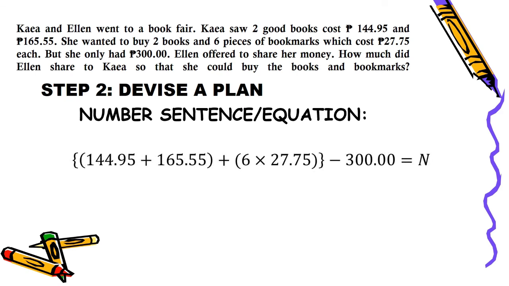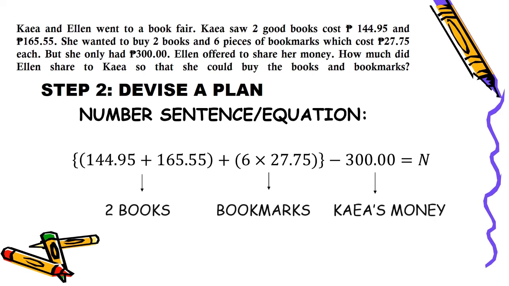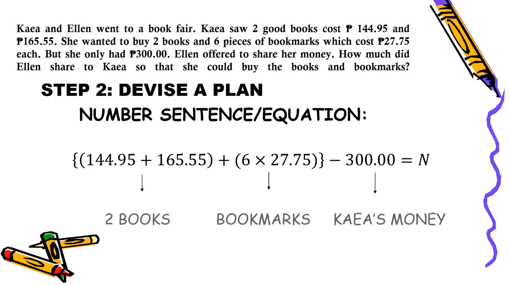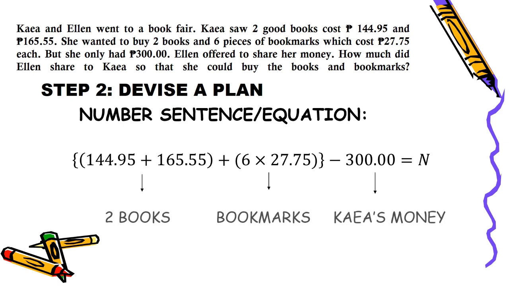In this problem, the number sentence would be like this. Get the sum of the 2 books and the product of 6 bookmarks, then subtract it from Kaya's money. In a number sentence, we usually equate it to n, where n stands for an unknown number, and that is what we are solving for.